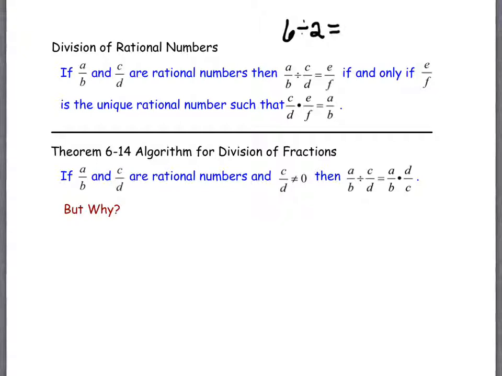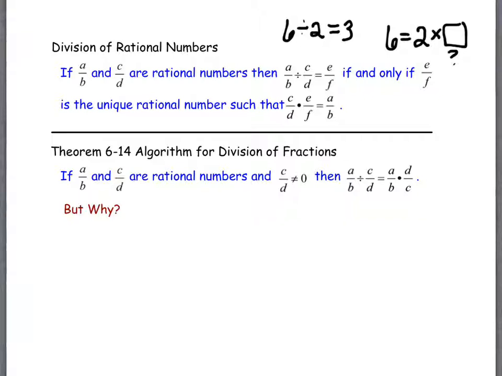6 divided by 2 equals 3. So one of the ways that we first introduce the concept of division is we say something like this. 6 equals 2 times what? Well, the answer is 3, right?